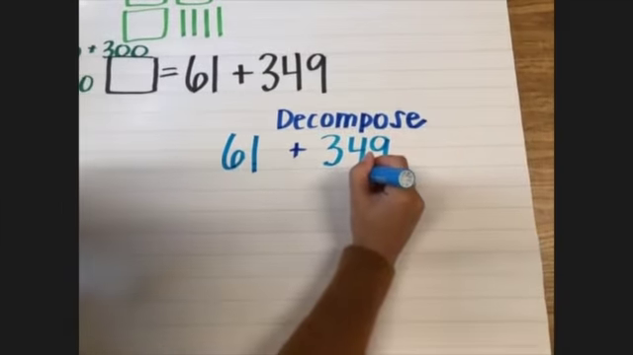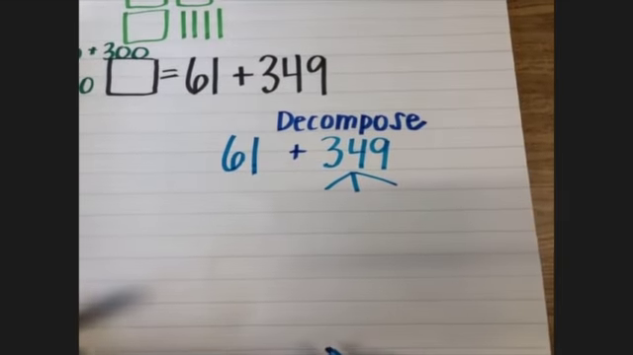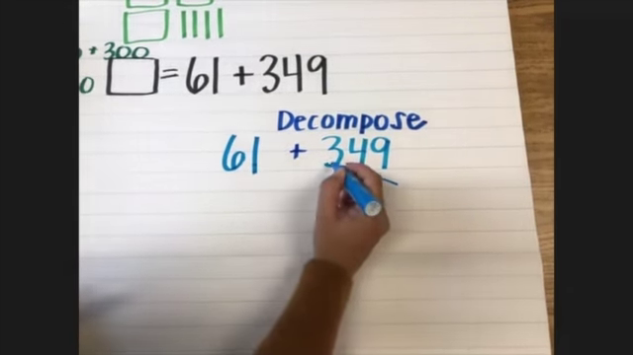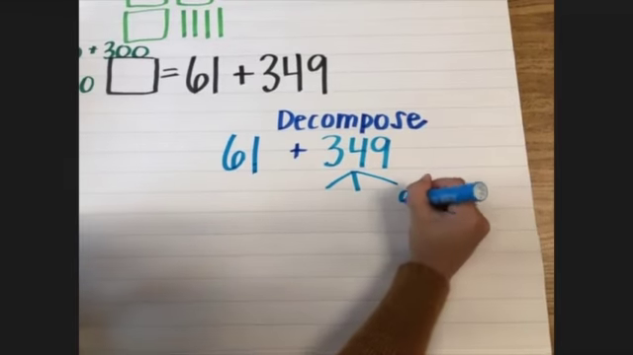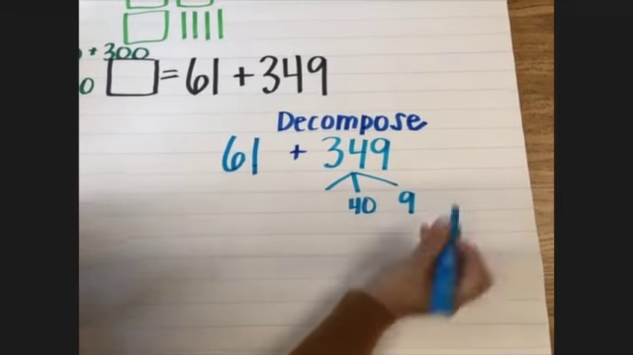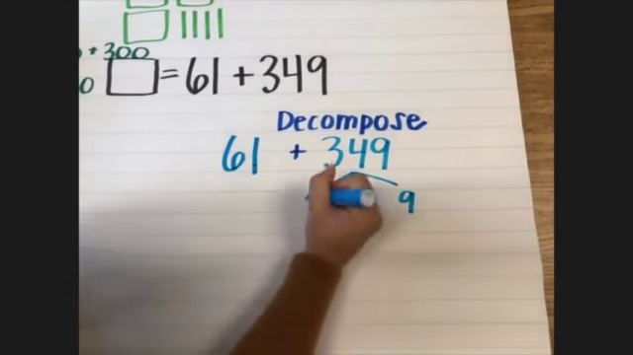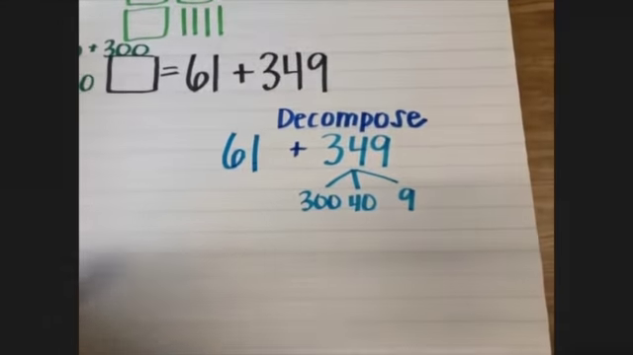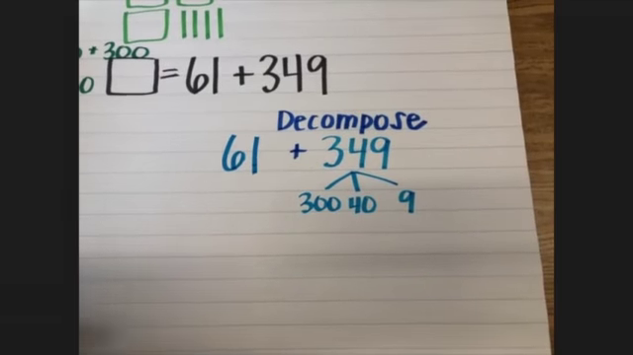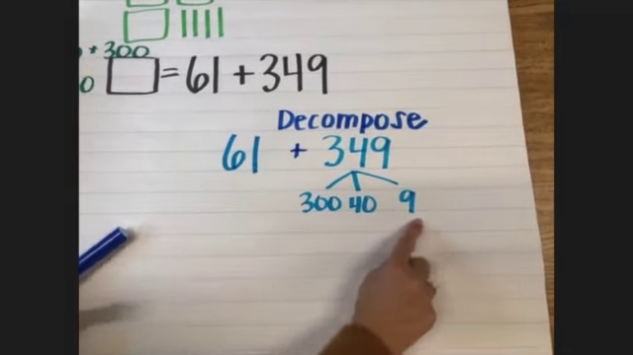So if I'm decomposing, I'm breaking it apart into numbers that make more sense when I'm adding them together. So I'm going to start off by saying there are 9 ones. There's a 4 in the tens place, which makes 40. And there's a 3 in the hundreds place, which means its value is 300. Okay? So this is the number just decomposed. They're broken up into hundreds, tens, and ones.